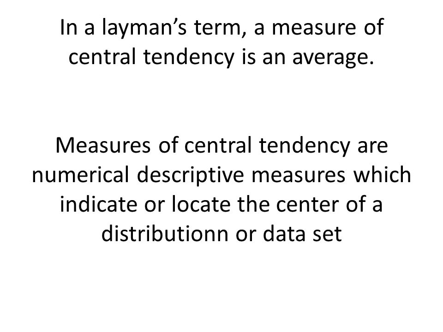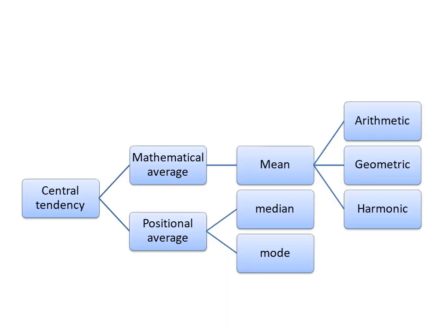So measures of central tendency are numerical descriptive measures which indicate or locate the center of the distribution or data. That is nothing but a number which represents the total collected numbers, which is our central tendency, the measure of tendency.